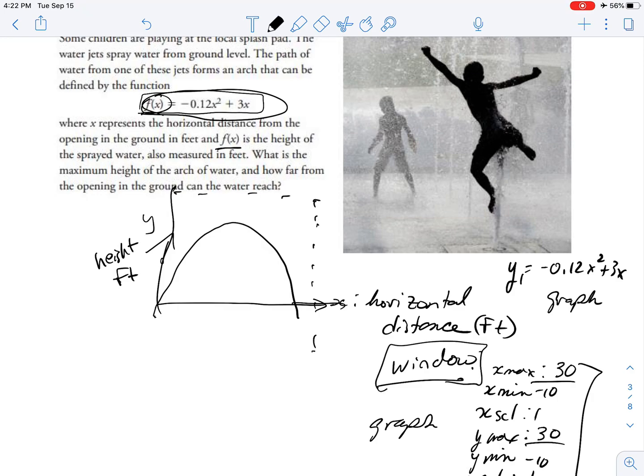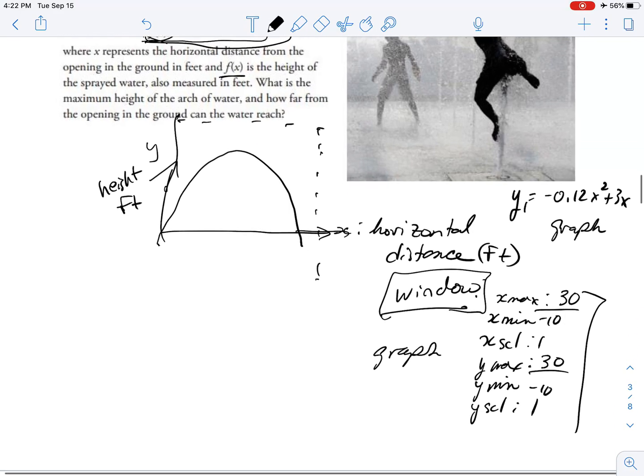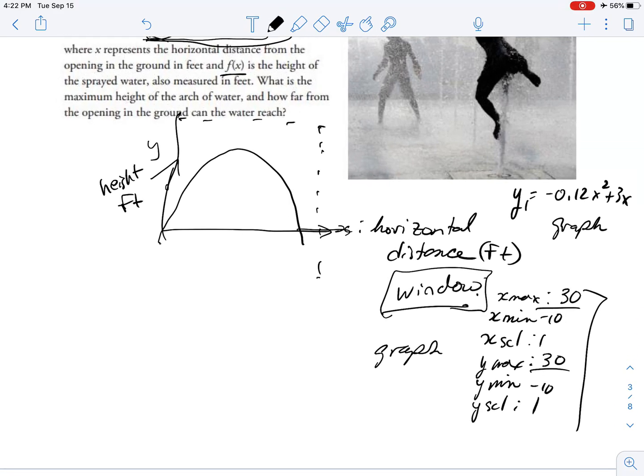And so that's a really important skill, is to be able to play with the window and be able to obtain the entire graph. And now I'm going to get the calculator to find some of the features for me. So the first thing I want to do is find the maximum.